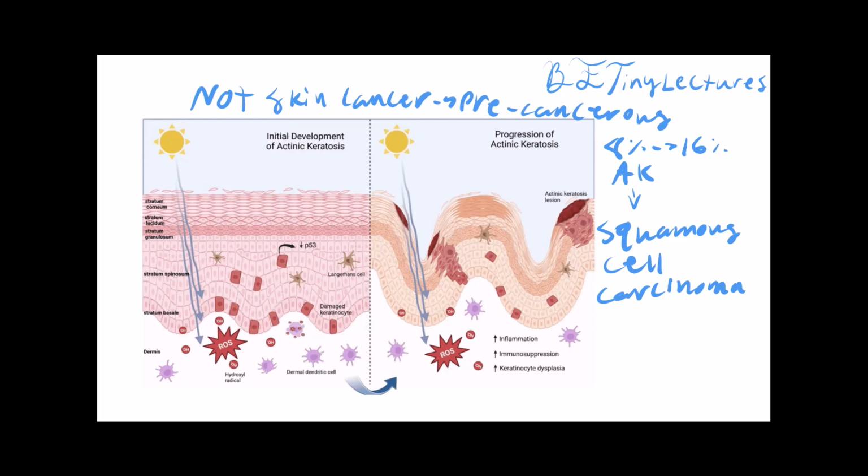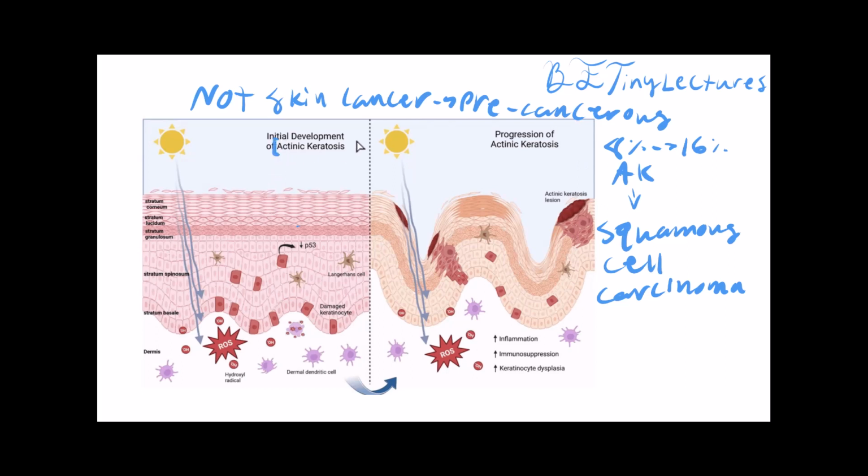If anything is above 5% significance, you want to treat it. You don't want to just let it sit on the skin and have the risk of developing into malignant cancer. Whenever you're talking to a patient and they have actinic keratosis, you should refer them to a dermatologist to look at that skin, because an 8 to 16% chance is significant, and you don't want them to develop squamous cell carcinoma.